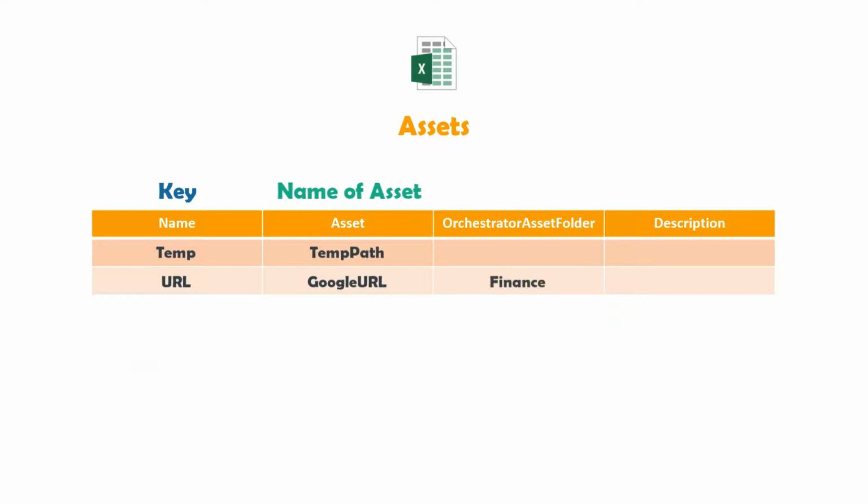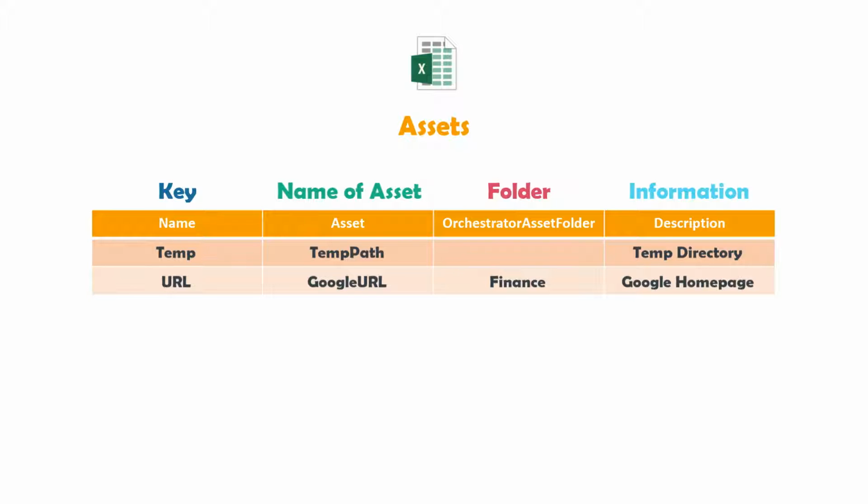The third column is to set the folder, where the assets are stored in Orchestrator. If we leave it empty, the robot uses the default folder to read the assets. This means, if this is empty, the assets are stored in the default folder. The last column is description for the developer, to know what we have in each line.